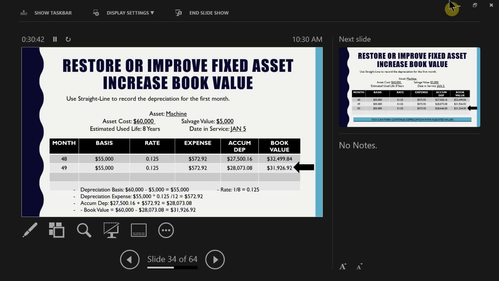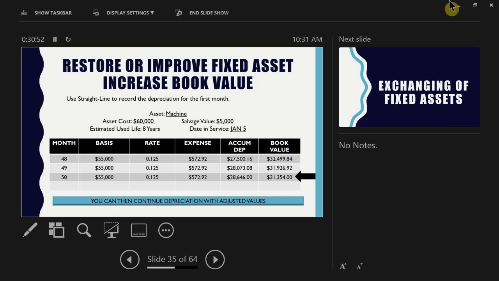No, no, no. This is continuing on after this. So now that you've adjusted your books, you can go ahead and continue on with the next month with the new adjusted numbers. So then you're properly continuing on and expensing the accumulated depreciation accordingly. Okay, so that's the huge difference here.